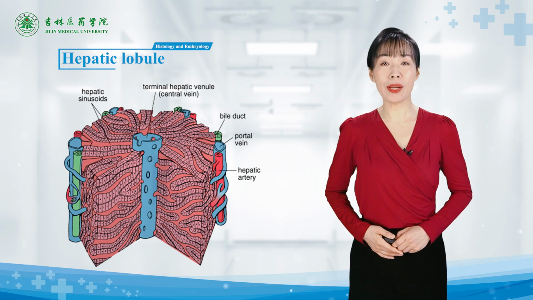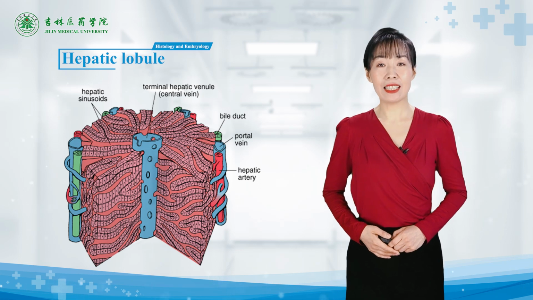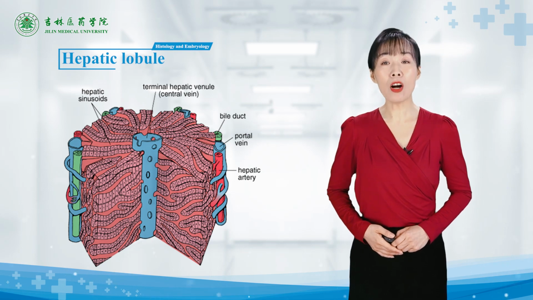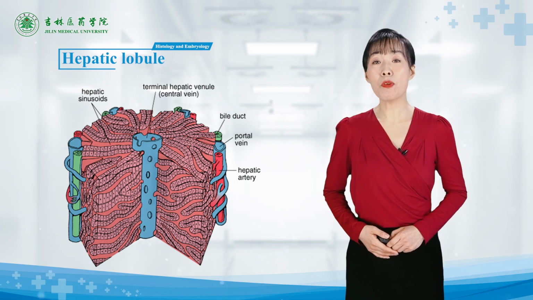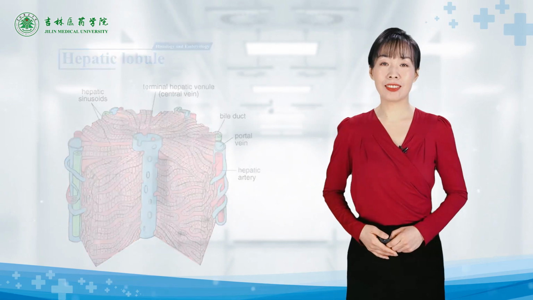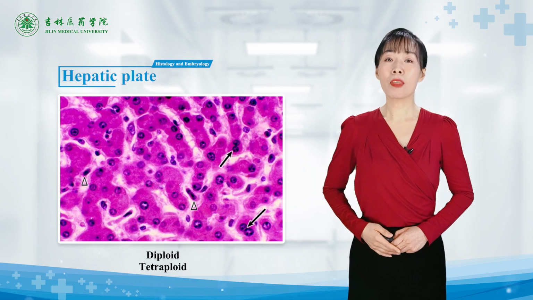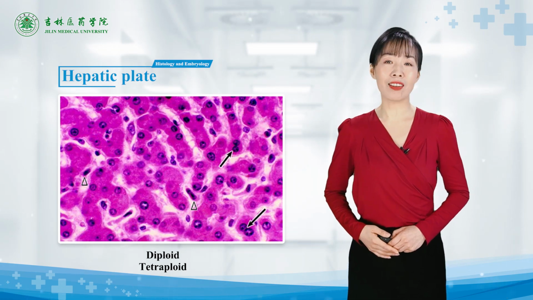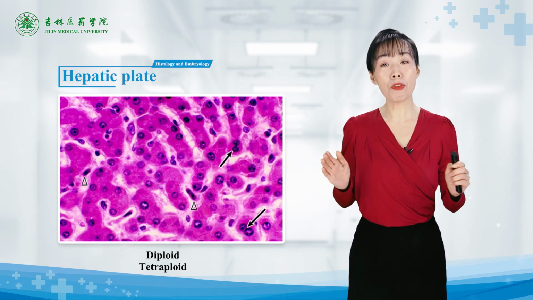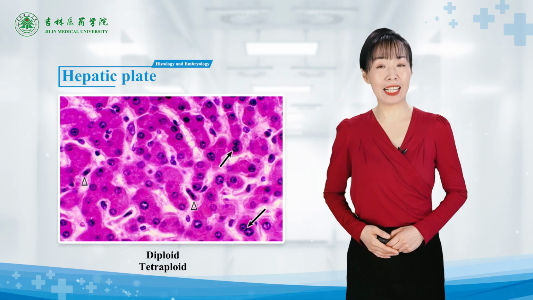There is a central vein at the center of the hepatic lobule. Hepatic plate, hepatic sinusoid, perisinusoidal space, and bile canaliculus are distributed radially from the central vein to the periphery of the lobule. Hepatic plate is formed by hepatocytes, which are arrayed like the bricks of a wall. These hepatic plates are directed from the periphery of the lobule to its center and anastomose freely.